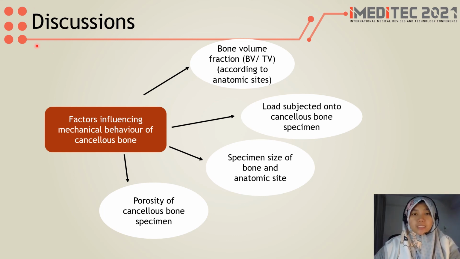From the work conducted, there are several factors that are highlighted. It was found that factors influencing mechanical behavior of cancellous bone consist of bone volume fraction, or BV/TV, according to anatomic sites, the load subjected onto cancellous bone, where in this study compression and three-point bending loads are used, the specimen size of bone, anatomic site, and also the porosity of the cancellous bone specimen.